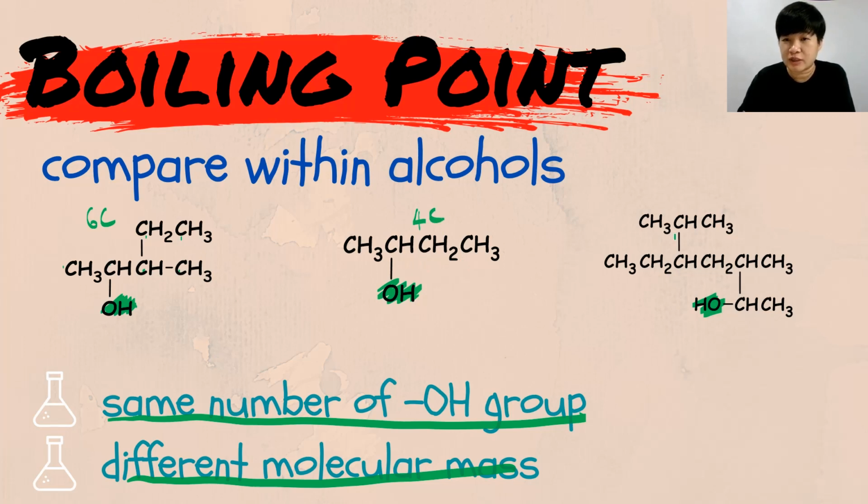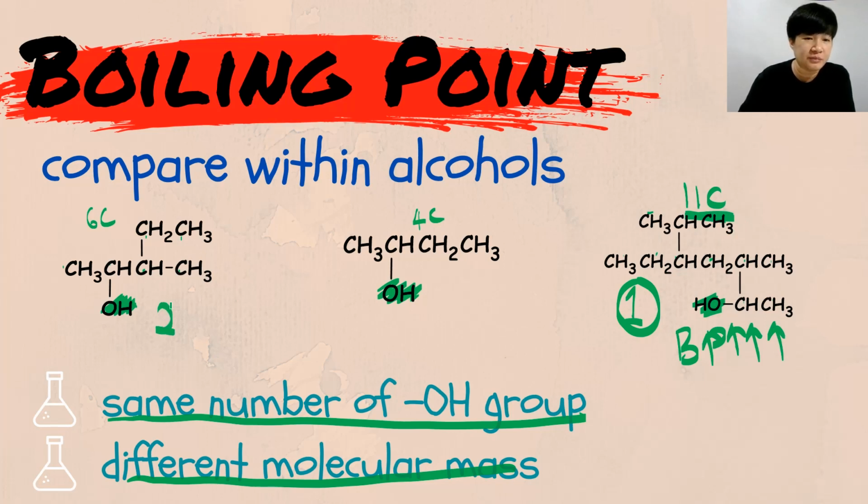For the last structure, I have a lot of carbons. I have 11 carbons. So 6 carbons, 4 carbons, 11 carbons. Which one has the highest boiling point? This one will definitely be your number 1, where you will have the highest boiling point because it has the highest molecular mass. Followed by this one, which will be number 2 because you have 6 carbons.